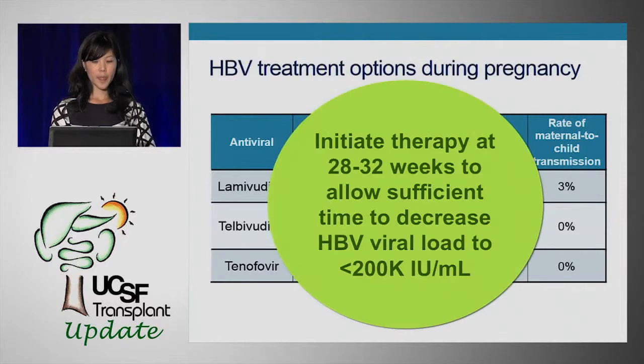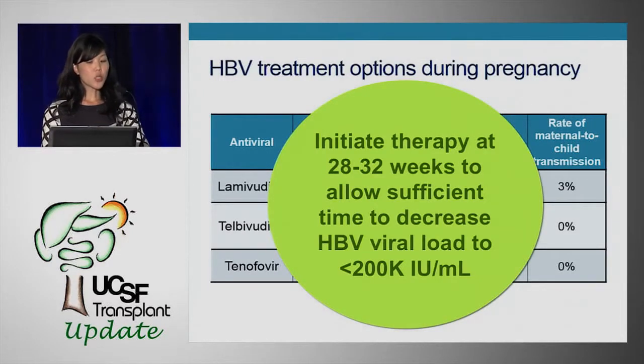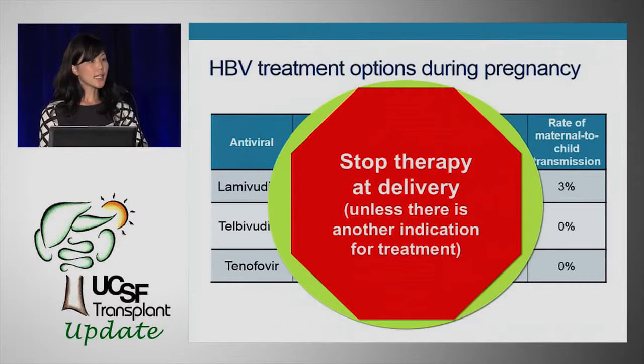Therapy should be initiated at 28 to 32 weeks of gestational age to allow sufficient time to decrease the HBV viral load to less than 200,000 IUs at the time of delivery. And unless there is another indication to continue treatment in the mother, therapy can be stopped at the time of delivery with close monitoring for risks of flare in the mother after you stop the medication.